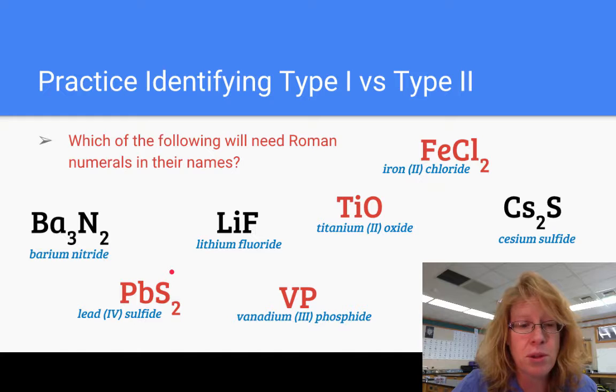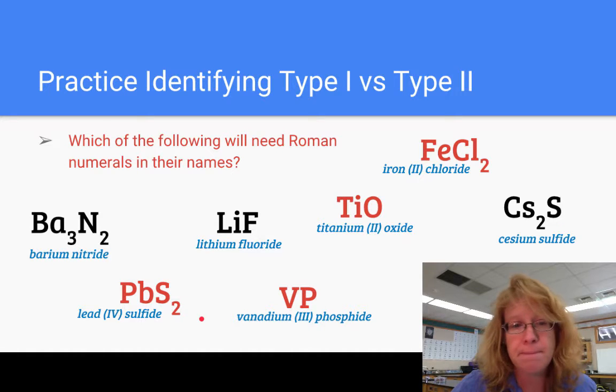This is the trickiest one of the whole set. Lead here is kind of a lead 4. This is because sulfur's a 2-. I have 2 of them, so that has to be a total of -4 charges for my sulfurs. Has to add up to be a +4 coming from the lead. That's a tough one. We'll work on some more of those in class.